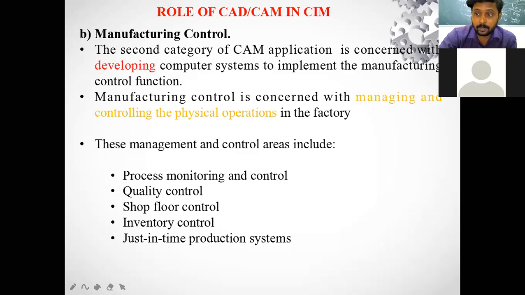So in the earlier part, manufacturing planning, the computer was not used directly, it was used offline. Here the computer is used directly and online for this particular controlling process. The management and control areas include process monitoring and control, quality control, shop floor control, inventory control, and just-in-time production system. We will discuss in brief what these areas are that are concerned with manufacturing control.